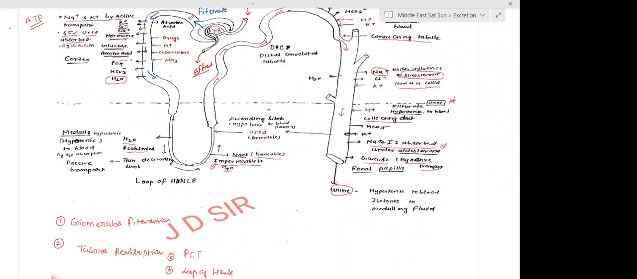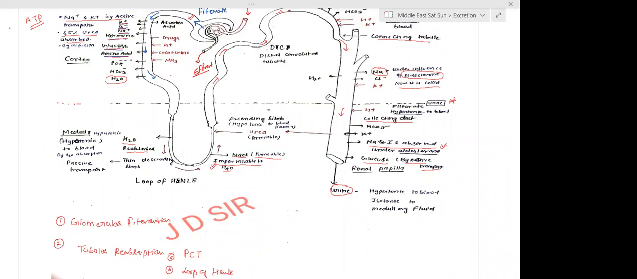Glucose, amino acids, and hormones are reabsorbed primarily by active transport.